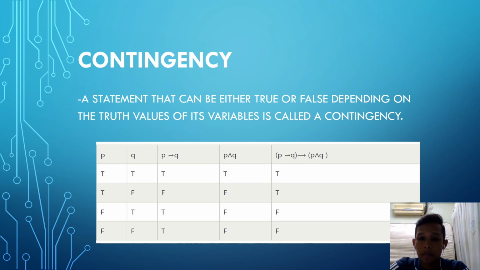For the final column, P implies Q implies P and Q, the answer is true, true, false, false. Because when P implies Q is true and P and Q is false, then the statement P implies Q implies P and Q will become false. Otherwise, when P implies Q is true and P and Q is true, then the statement P implies Q implies P and Q will become true.